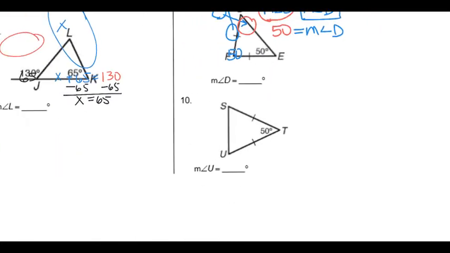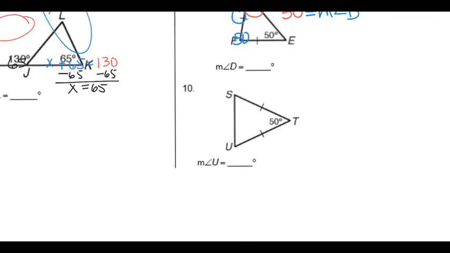Number 10. Again, isosceles. You know that there's one congruence mark, leads you to angle S. So we know that the measurement of angle S is going to equal the measurement of angle U. Now, we actually do not know either one of those two measures. So I'm going to mark them with X each one.